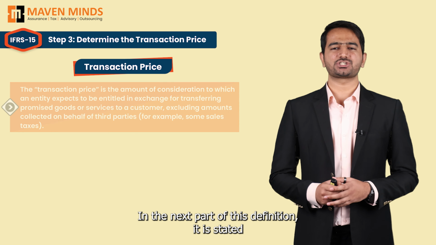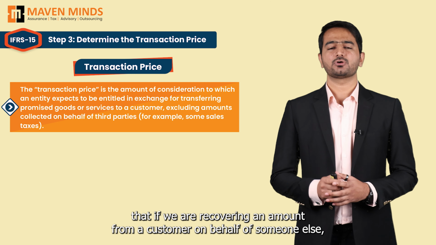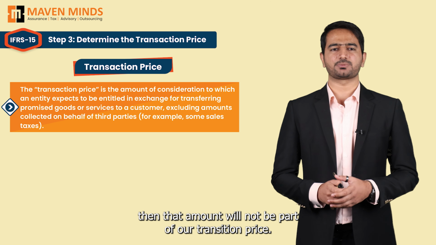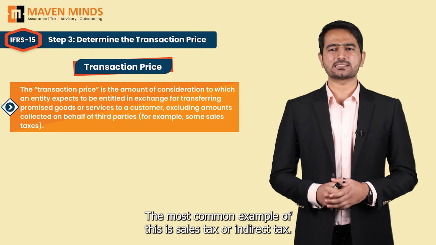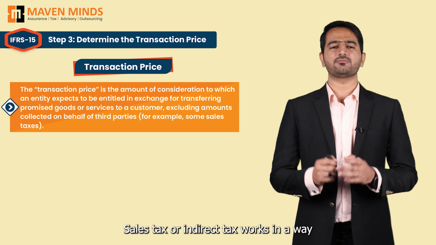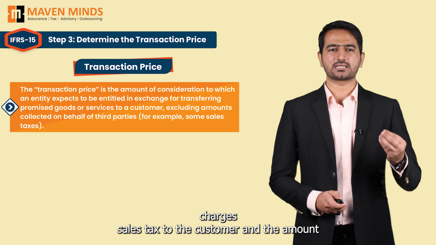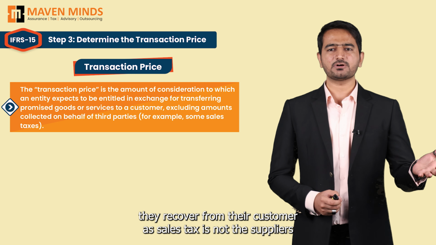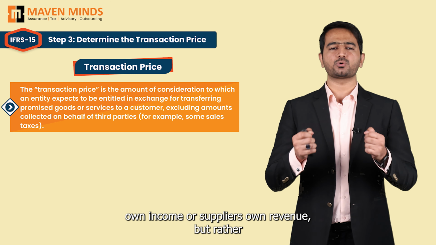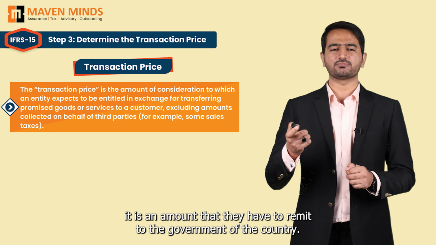In the next part of this definition, it is stated that if we are recovering an amount from a customer on behalf of someone else, then that amount will not be part of our transaction price. The most common example of this is sales tax or indirect tax. Sales tax works in a way that the supplier in a supply chain charges sales tax to the customer, and the amount they recover from their customer as sales tax is not the supplier's own income or revenue, but rather an amount that they have to remit to the government of the country.